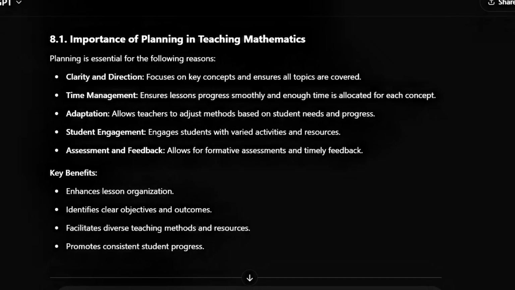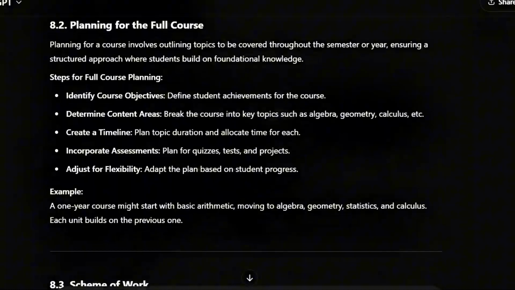Identifies clear objectives and outcomes. Facilitates diverse teaching methods and resources. Promotes consistent student progress. 8.2. Planning for the full course. Planning for a course involves outlining topics to be covered throughout the semester or year, ensuring a structured approach where students build on foundational knowledge.